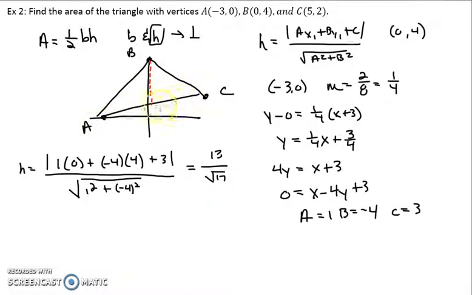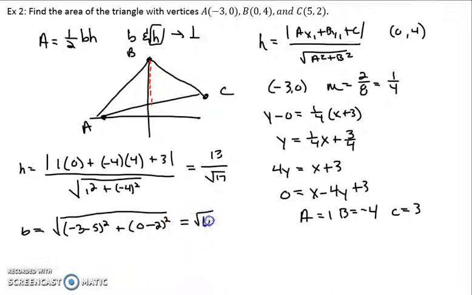The base is going to be the length of the segment AC. So if we think about that, we can say the base is going to be equal to, using our distance formula from geometry, the square root of, we're going to take this first point, the difference of the x values, so negative 3 minus 5 squared, plus the difference of the y values, 0 minus 2 squared. Take the square root of that, and that's going to turn out to be radical 68, which when we simplify it is going to be 2 radical 17.